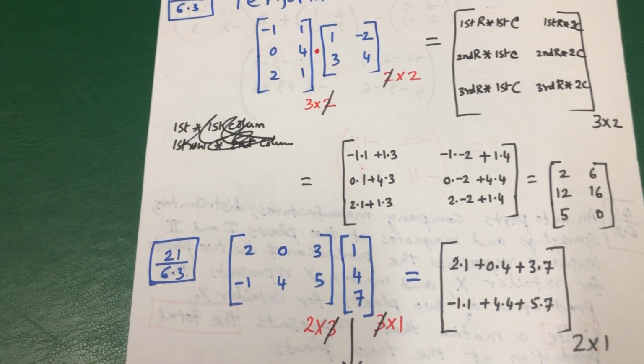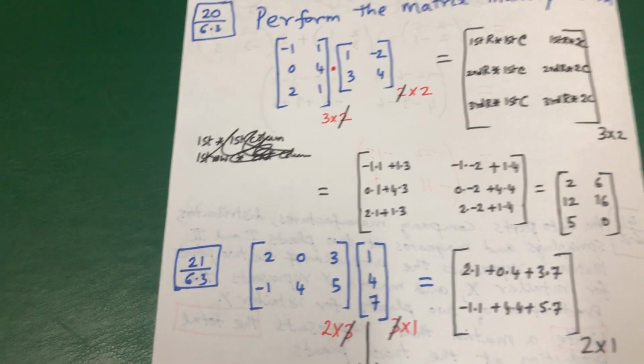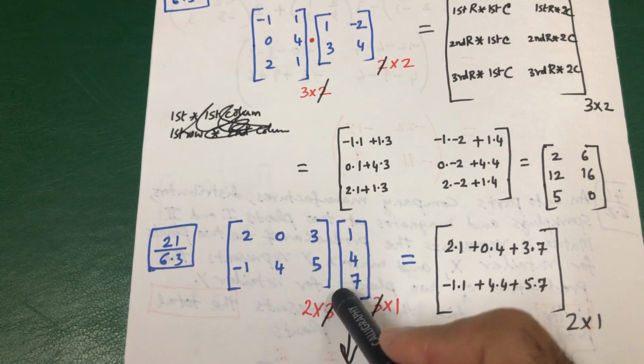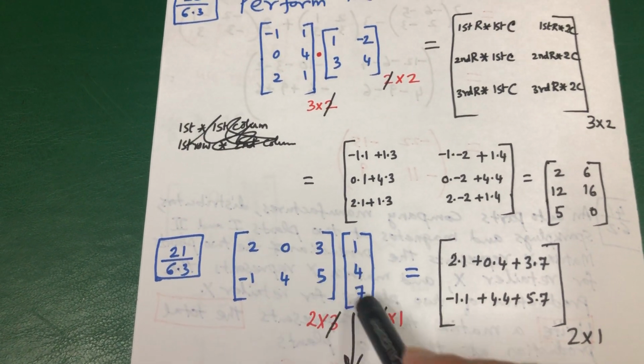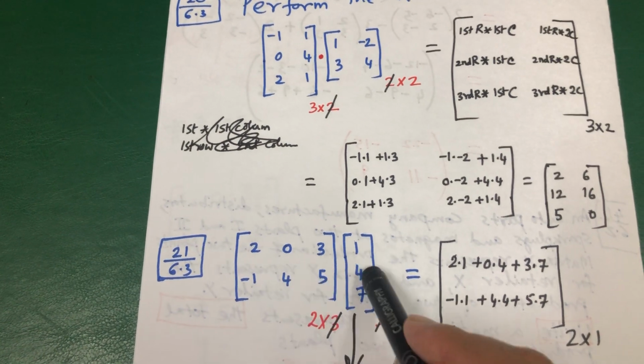Okay? Right? So, first row. Now what is the method? First row with the first column. First row means first element, second element, third element. That is 2, 1, 0, 4, 3, 7.